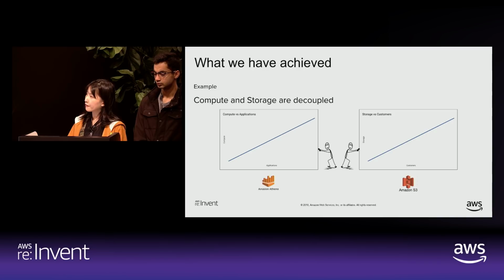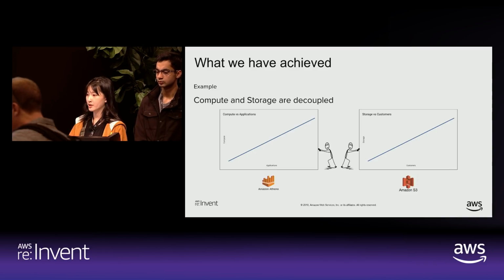You can see the graph here. When we want to scale up our compute, we usually see the request rate of the application or the query volume increase. And we can scale up our storage separately with our user base growth and the data volume growth.